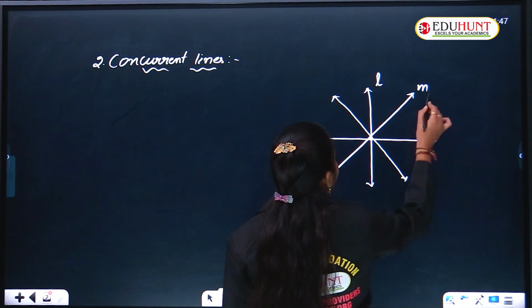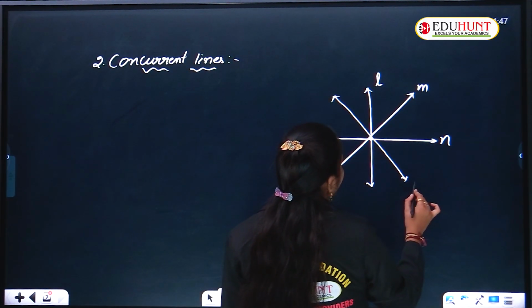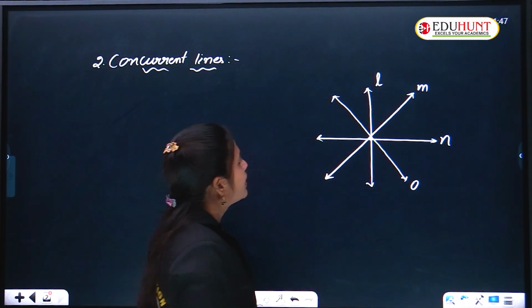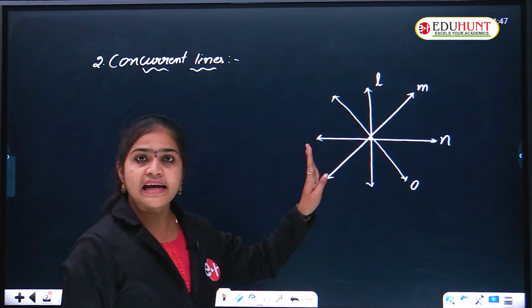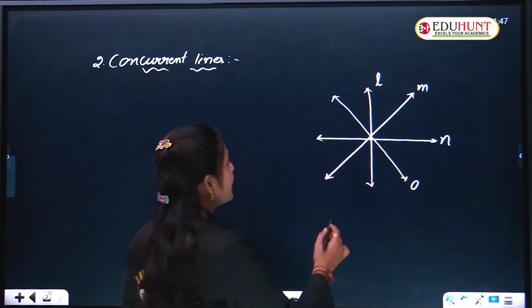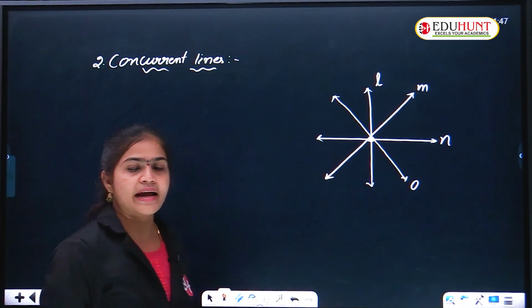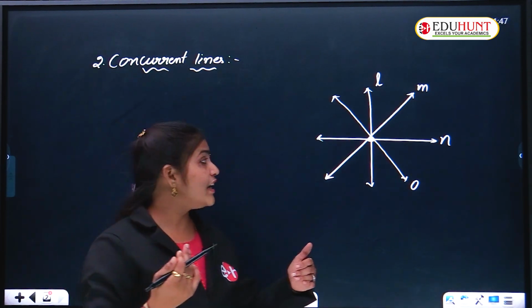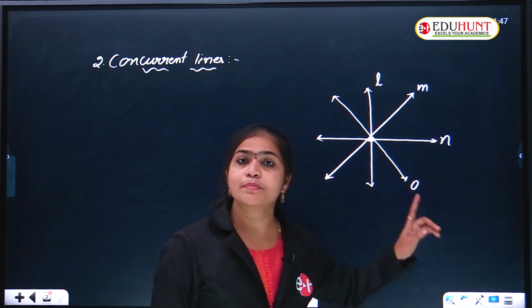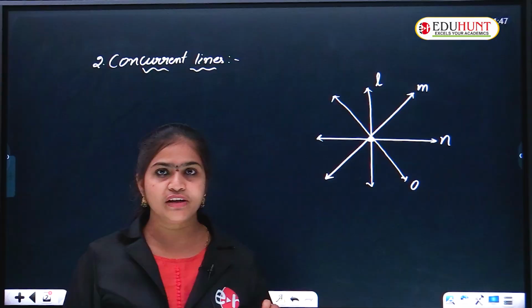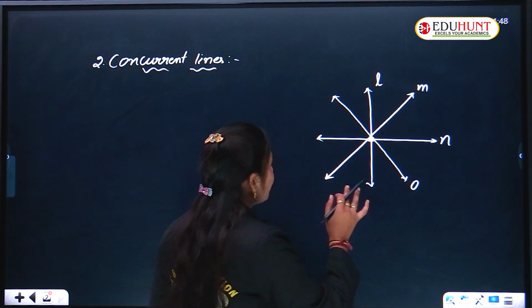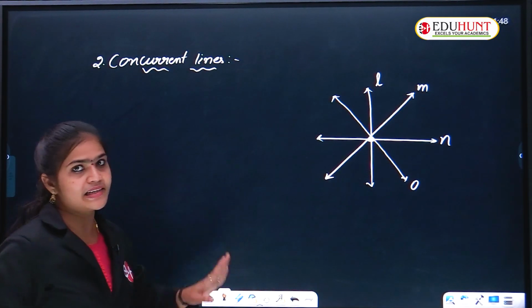See here, how many lines can we observe here? L, M, N, and O. Here we can observe four lines passing through the same point. Not only four lines, more than three lines, infinitely many lines can pass through the same point. Already we know that, right? These types of lines are called concurrent lines.